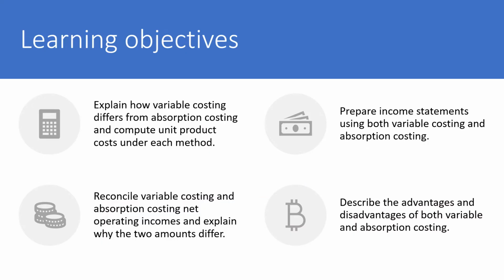In this lesson, we have four learning objectives. So you have to make sure that at the end of this discussion, you should be able to first explain how variable costing differs from absorption costing and compute unit product costs under each method. Second, you should be able to prepare income statements using both variable costing and absorption costing. Your third objective is that you should be able to reconcile variable costing and absorption costing net operating incomes and explain why the two amounts differ. And then lastly, you should be able to describe the advantages and disadvantages of both variable and absorption costing.